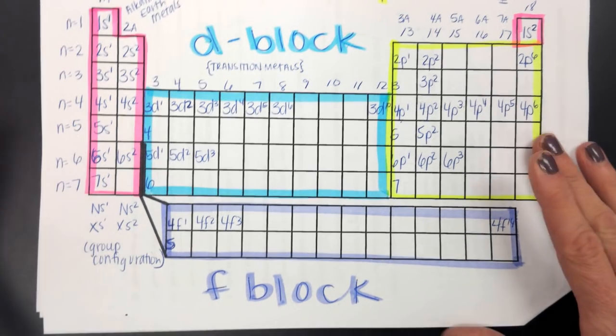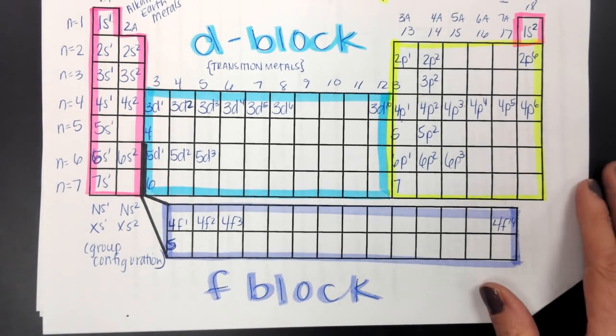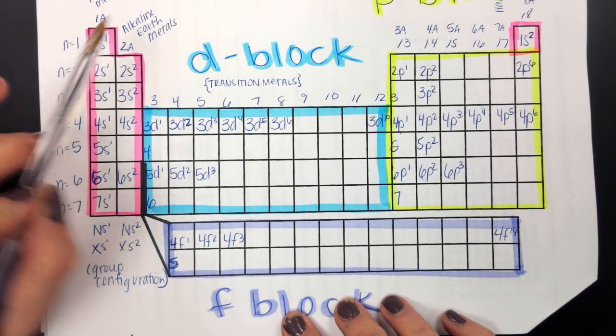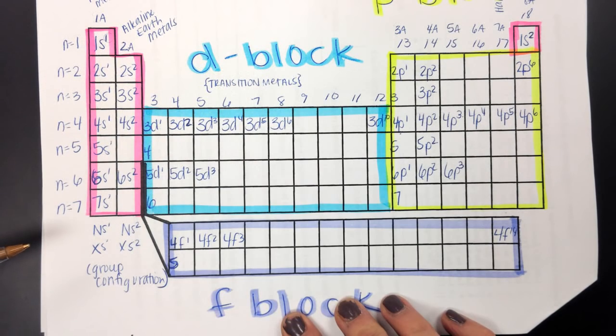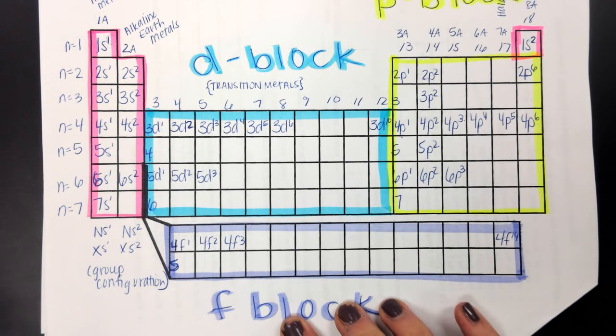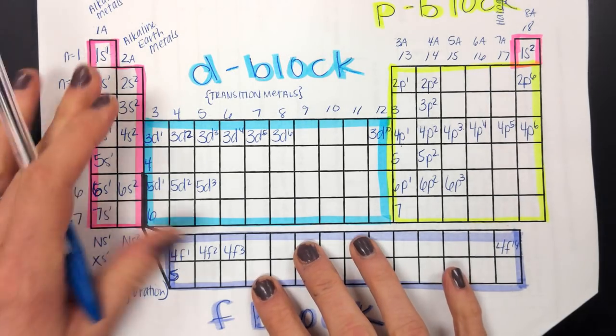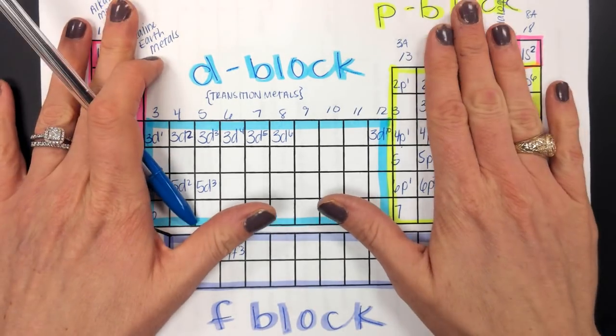Okay, so this is where I'm going to stop this video. The next video will be about orbital diagrams. So how do these electrons fill these orbitals? There are 3 rules that are crucial that you follow to make sure your electrons are behaving properly.